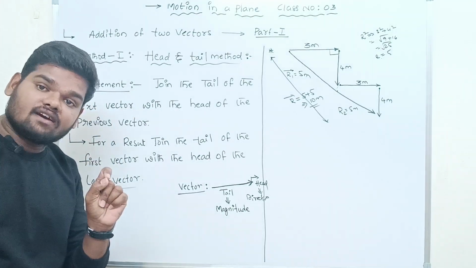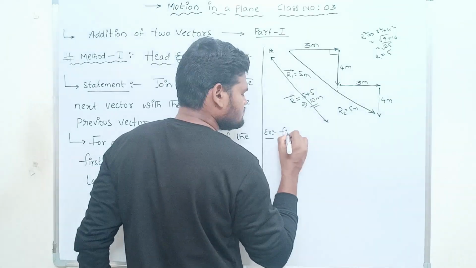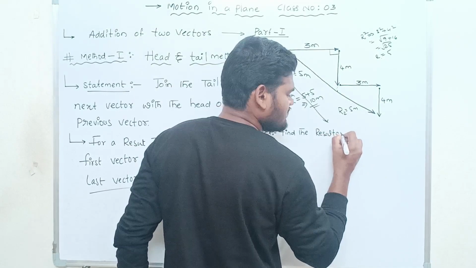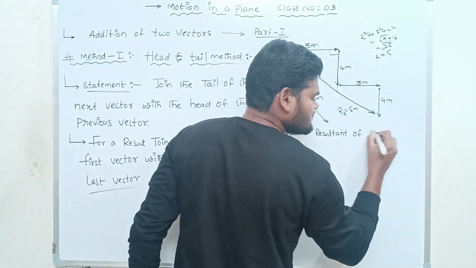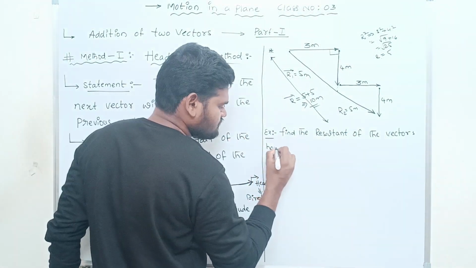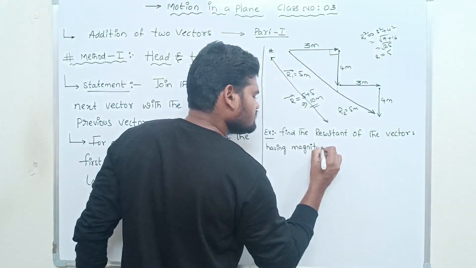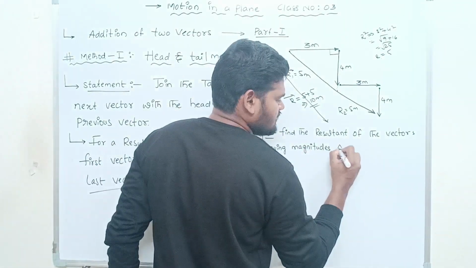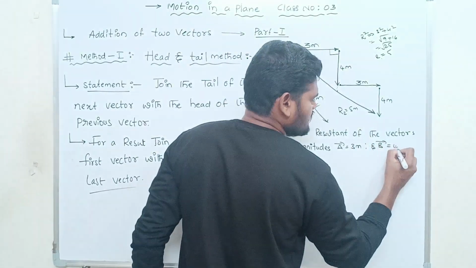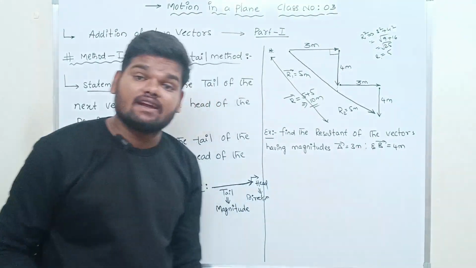Are you having any doubts? Let's have a look at an example. Find the resultant of the two vectors having magnitudes a bar equal to 3 meters and b bar equal to 4 meters. So they are given two vectors with magnitudes 3 meters and 4 meters.